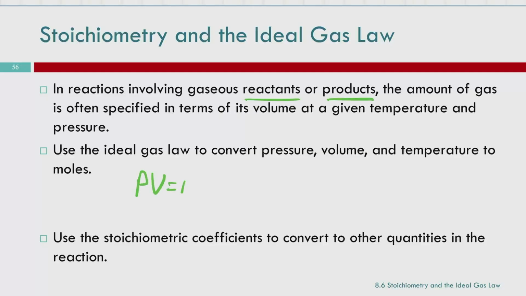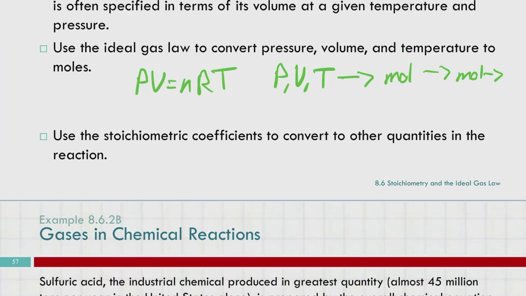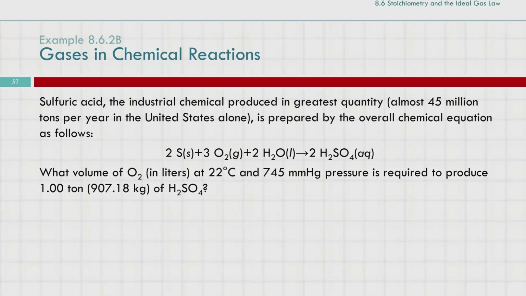Since we know that PV equals nRT, we can start with pressure, volume, and temperature and go to moles of another thing, and then to maybe grams, or if it's another gas, we can go to pressure, volume, or something else. So let's look at what some of those calculations might look like.